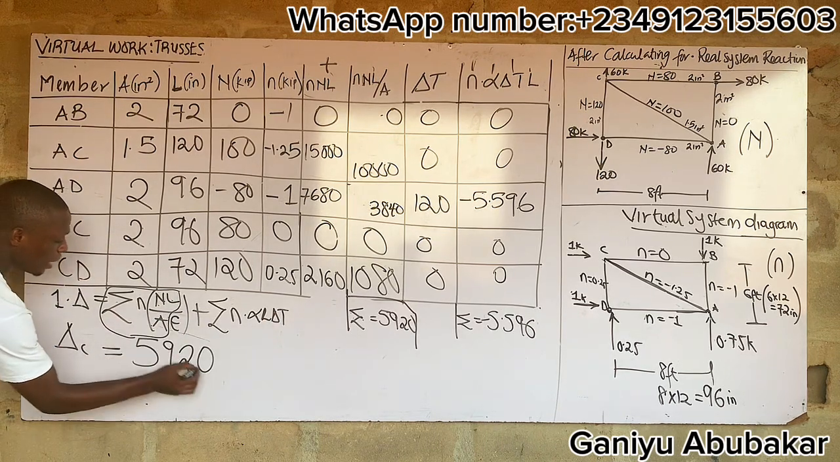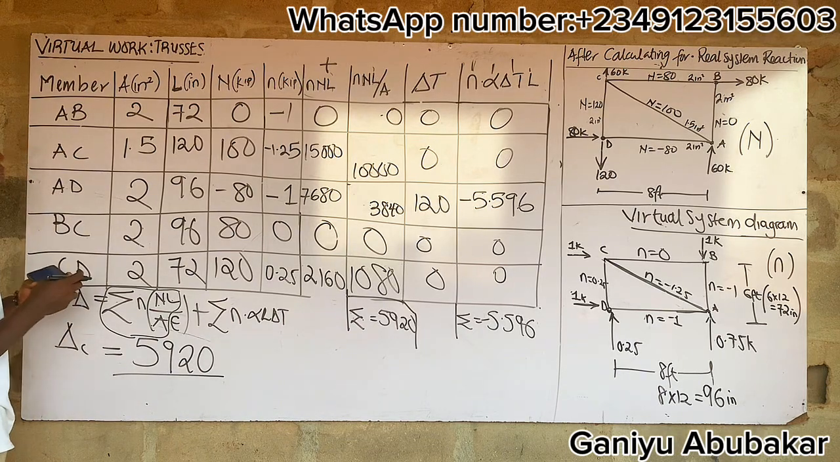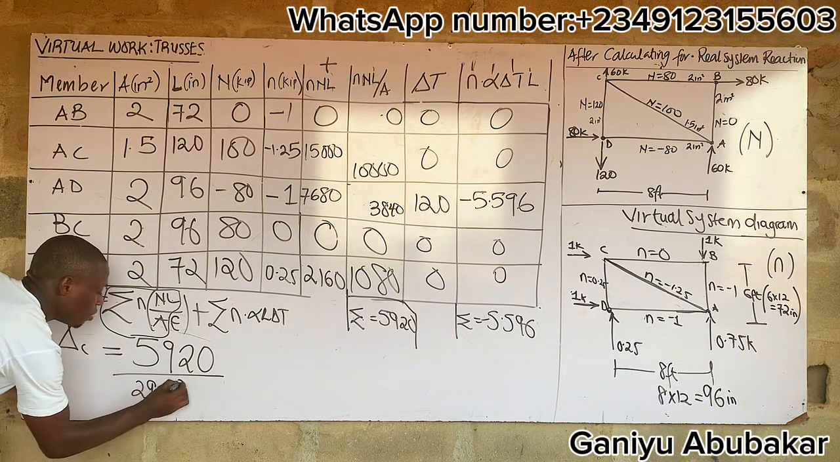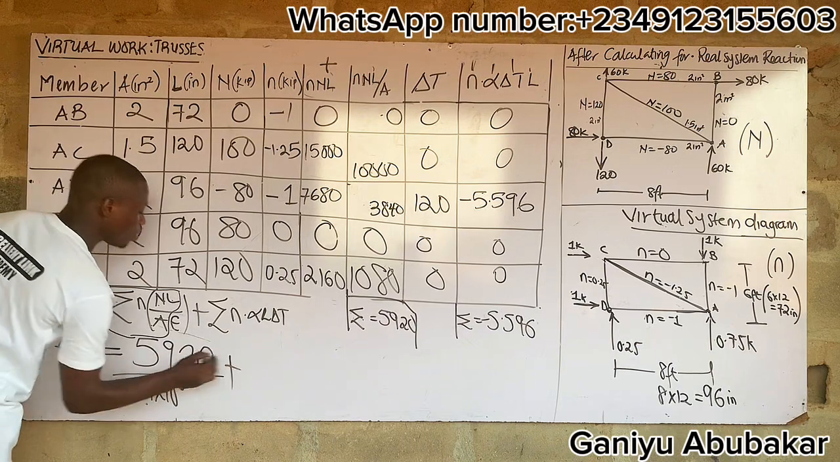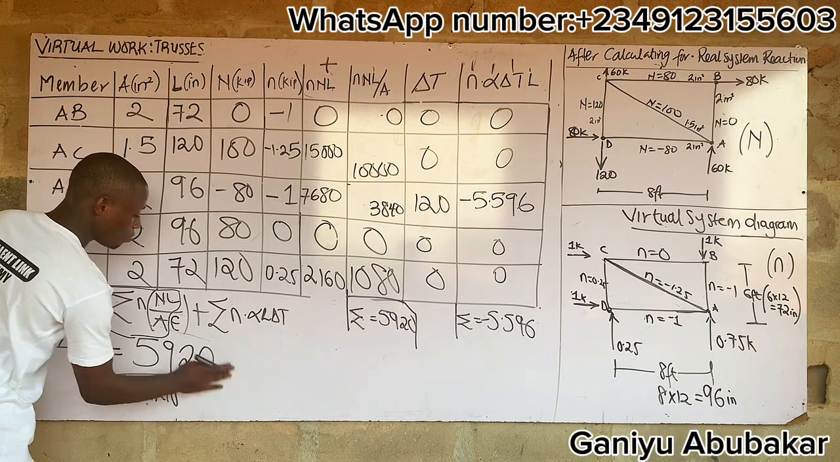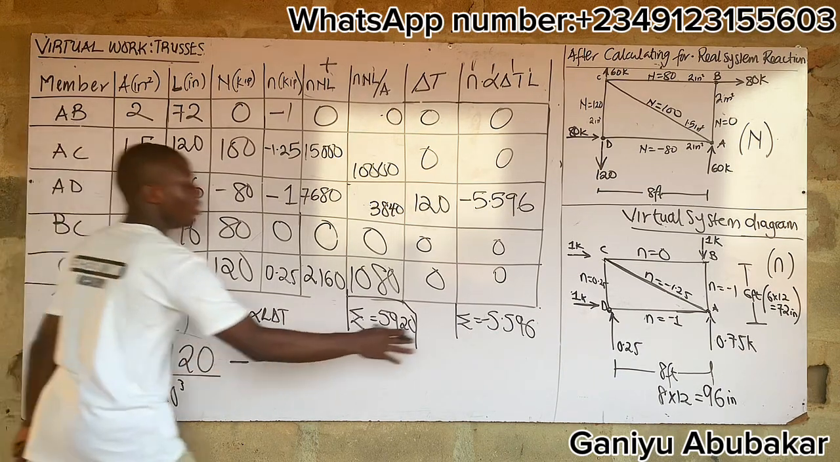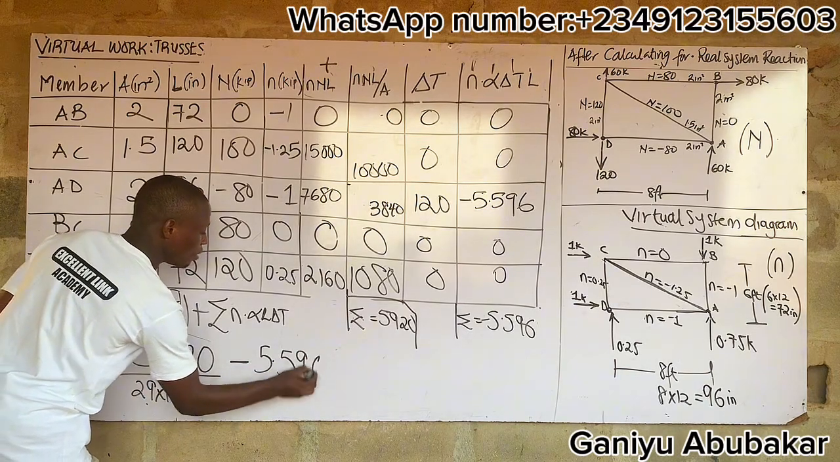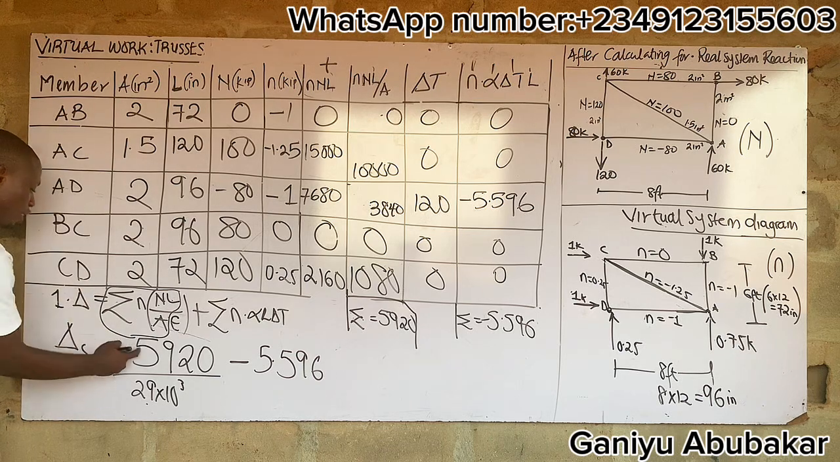5920. Mind you, I still have E here all over. What's your E? E is given from the question as 29 times 10 to the power 3. That's your E value. So plus this one now should be minus. So I have minus everything here, which is minus 5.596, right?